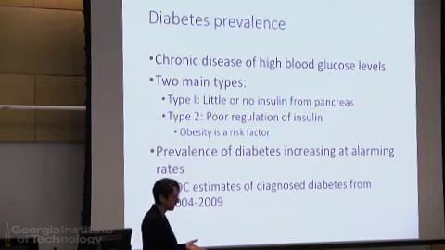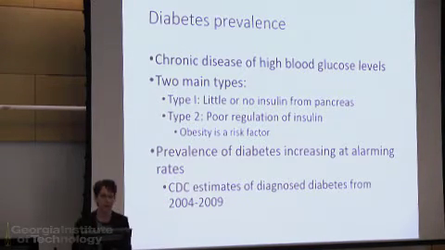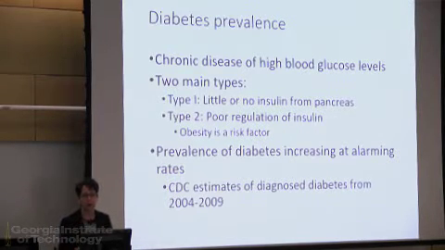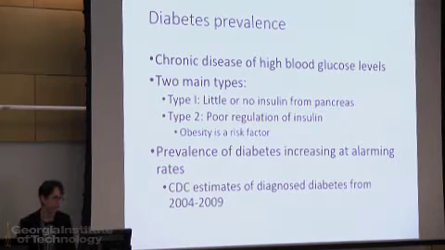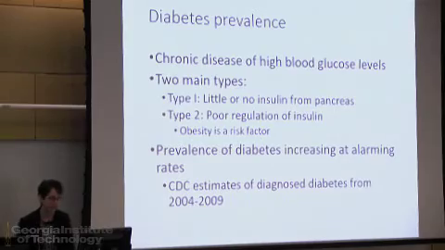So I'm sure that most of you are aware that diabetes is a chronic disease of high blood glucose levels. And there's two main types. There's type 1, where you have little or no insulin that is excreted from the pancreas, or you have type 2, which is poor regulation of insulin. And in type 2, obesity also seems to be a major risk factor.